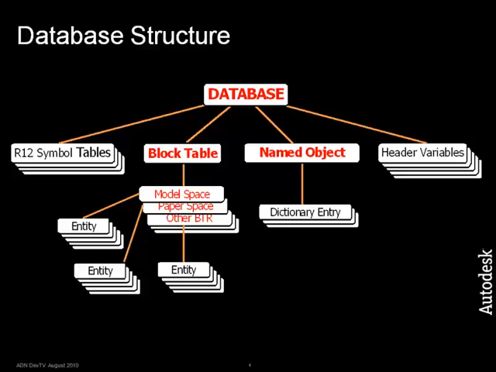editor. The named object dictionary contains dictionaries that were introduced in later releases of AutoCAD. New functionality that is added in AutoCAD will often use the named object dictionary. Examples of this are layouts and plot settings. The database also has variables that are unique to that drawing.